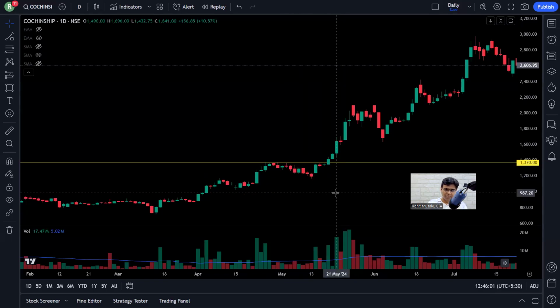And number 10, buying volume versus selling volume. The buying volume most of the time should be higher than the selling volume. And even if the selling volume is above average, there should be enough green bars which are way above the selling volume. So these are the 10 points you look at.